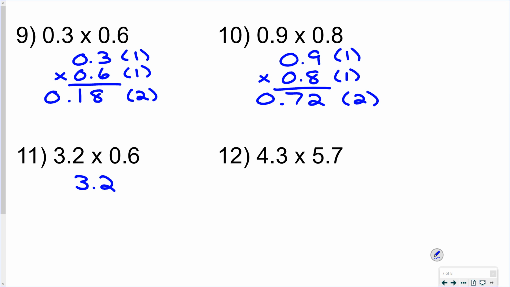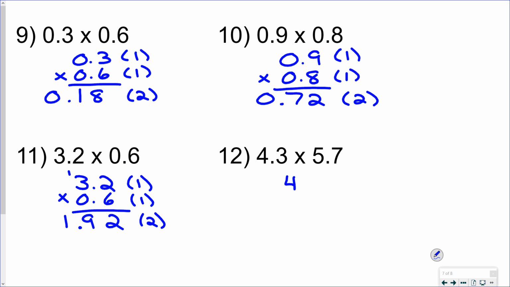3 and 2 tenths times 6 tenths. 6 times 2 is 12. 3 times 6 is 18, plus 1 is 19. There's 1 digit here after the decimal point, 1 digit here, so your answer needs a total of 2. So you'd have 1 and 92 hundredths.